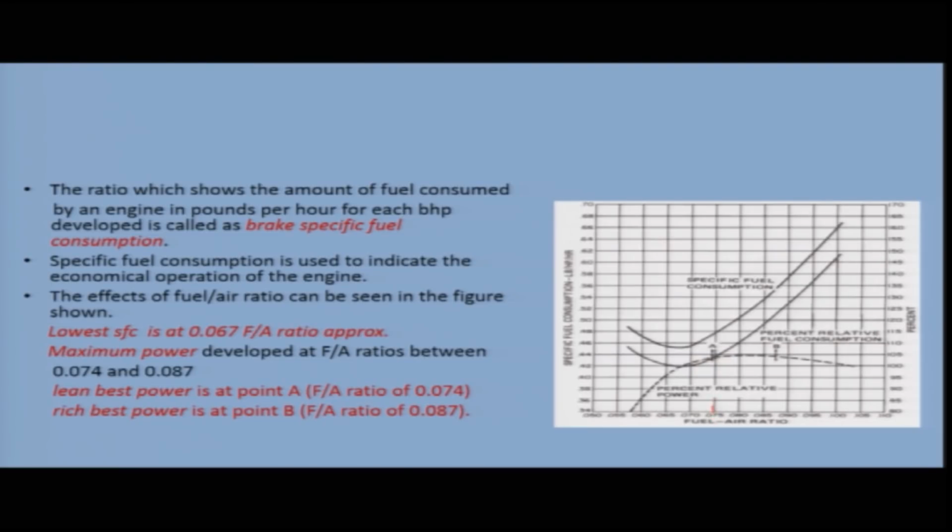Now, the 0.074 fuel air ratio, that is at A point, is termed the lean best power. Since A to B is your best power, A is on the leaner side, so this is termed the lean best power, and B is on the richer side, so this is termed the rich best power. So, in this graph we have seen the lowest specific fuel consumption is at around 0.067 fuel air ratio. The best power is achieved between 0.074 and 0.087, and 0.074, point A in the figure, is the lean best power, and B, 0.087, sorry, is the rich best power mixture.